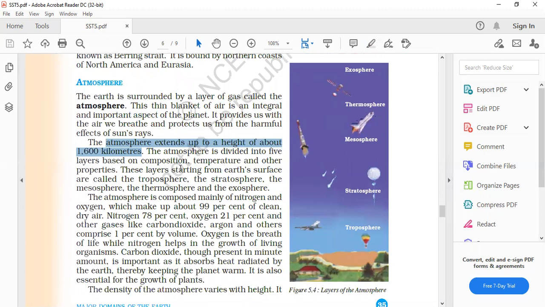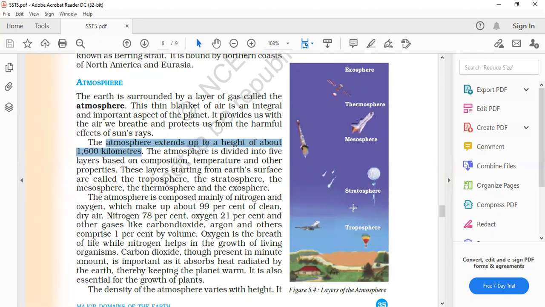Now these are the layers of the atmosphere. The atmosphere is divided into five layers based on composition, temperature, and other properties. So how do we divide the atmosphere? Into five layers: troposphere, stratosphere, mesosphere, thermosphere, and exosphere. Make sure you understand that the layers start from the earth's surface, not from above. So line by line you have to write troposphere, stratosphere, mesosphere, thermosphere, and exosphere.